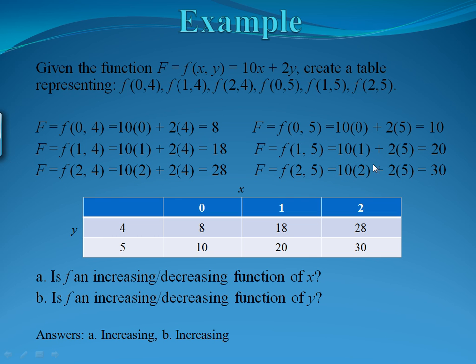So we have 10 times 2 plus 2 times 5, which equals 30. So that's what we fill in here. That's how we're going to generate our tables if we have the function to start with.